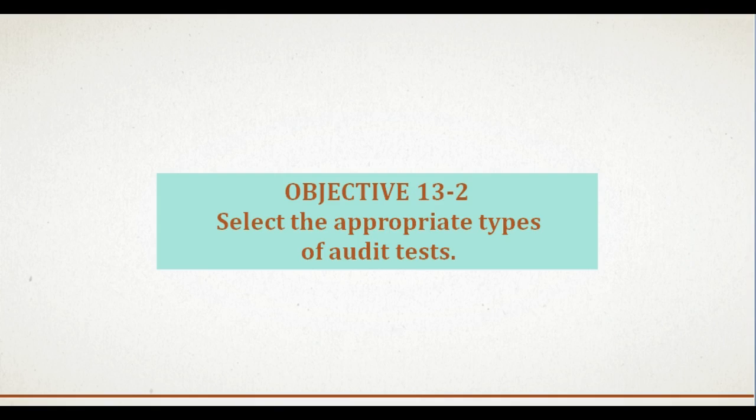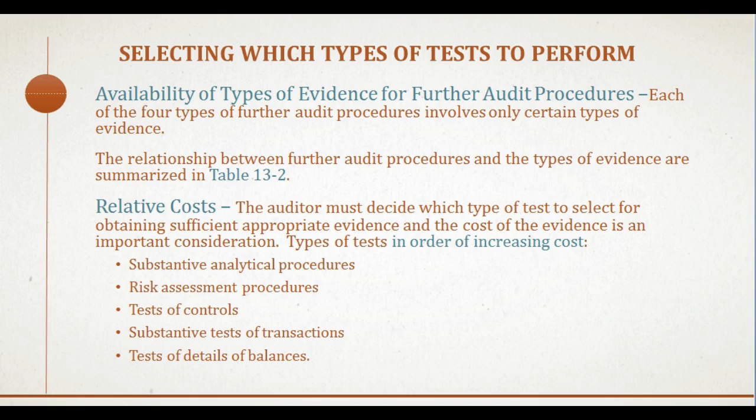Moving on, we will now discuss the appropriate types of audit tests. Each of the 4 types of further audit procedures involves only certain types of evidence. The relationship between further audit procedures and the types of evidence are summarized in table 13-2. The auditor must decide which type of test to select for obtaining sufficient appropriate evidence, and the cost of the evidence is an important consideration for every audit.